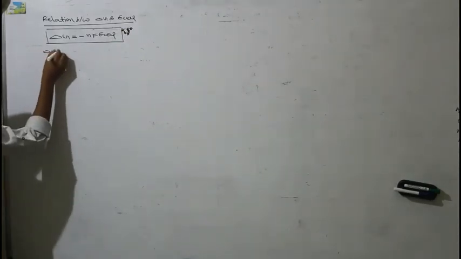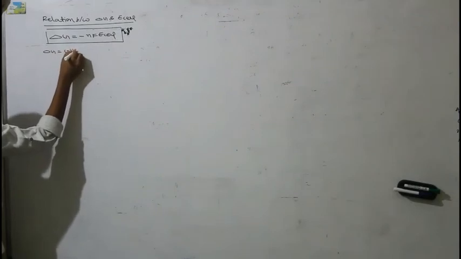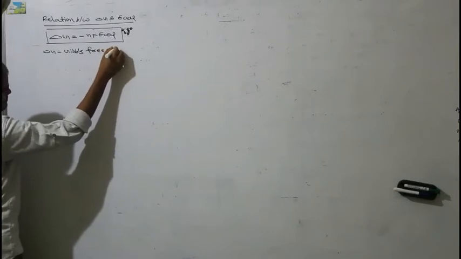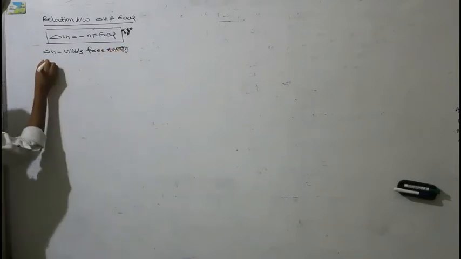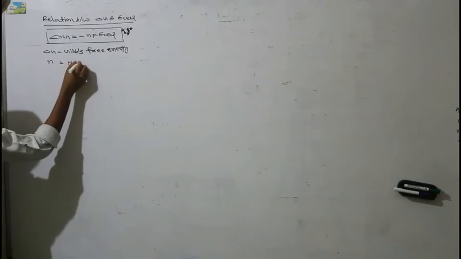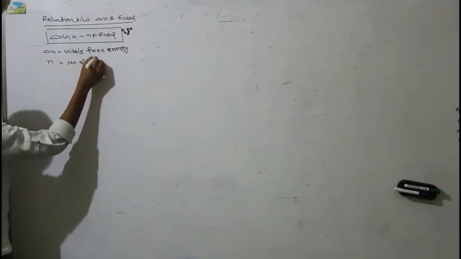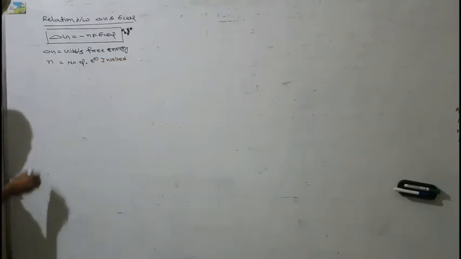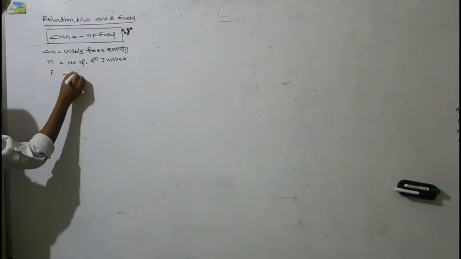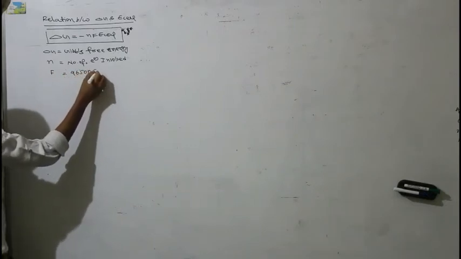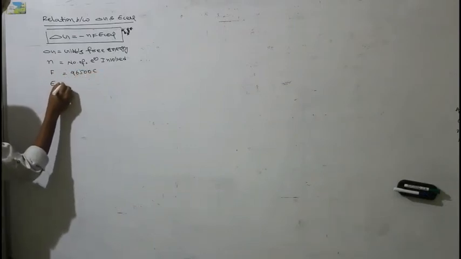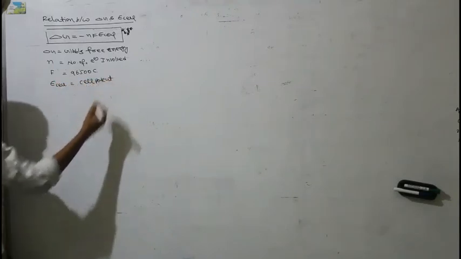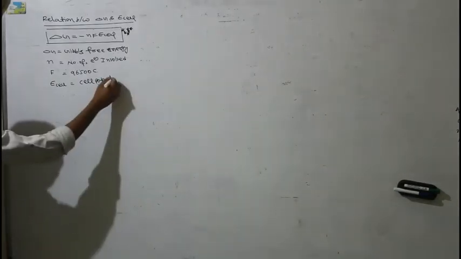So del G is Gibbs free energy. n is equal to the number of electrons participated or involved. F is equal to 96500 coulombs. E cell is equal to cell potential.